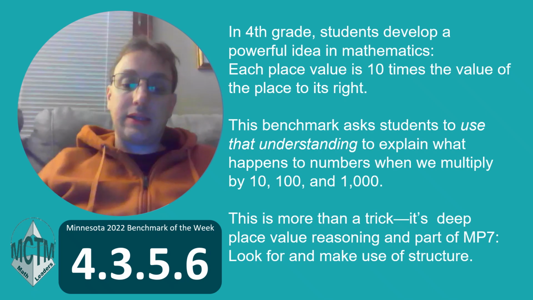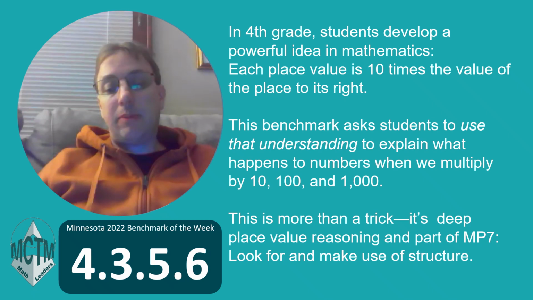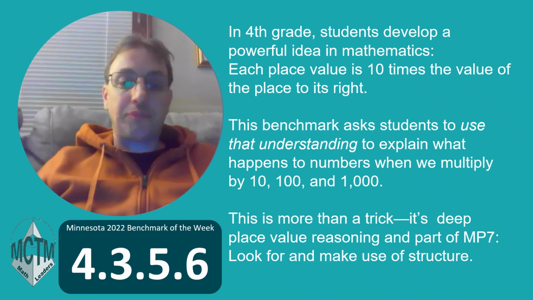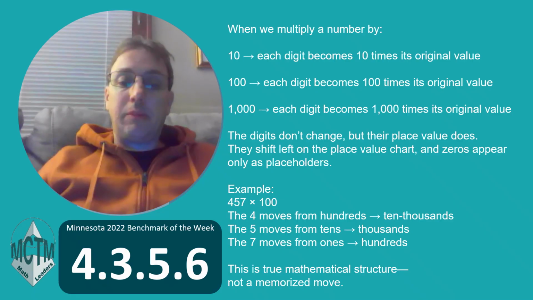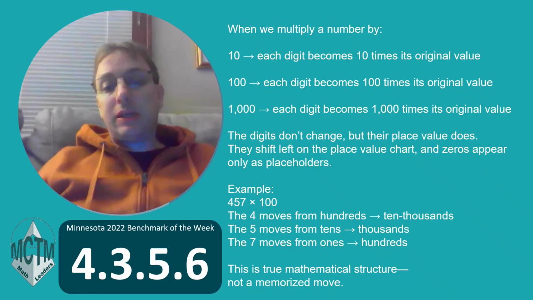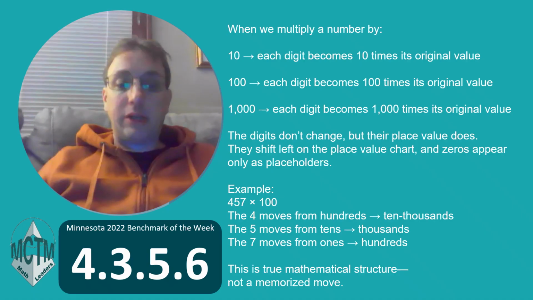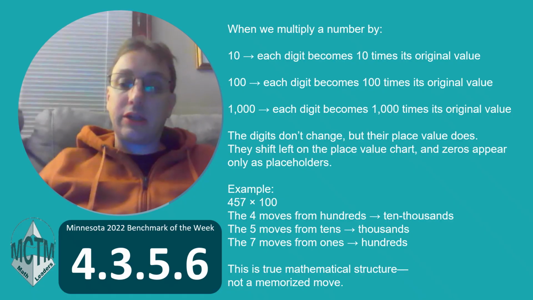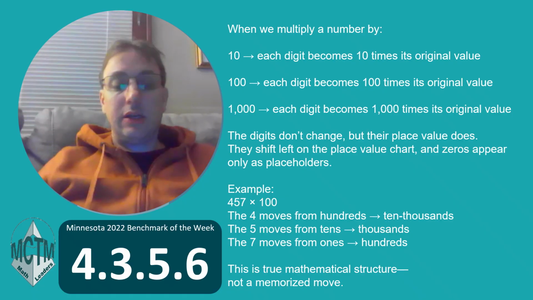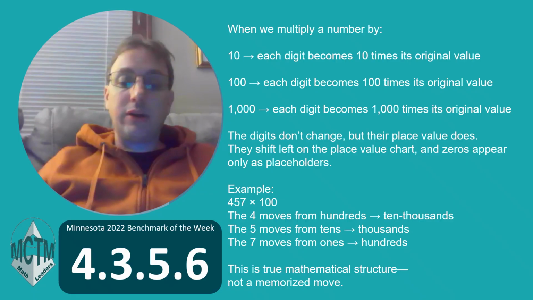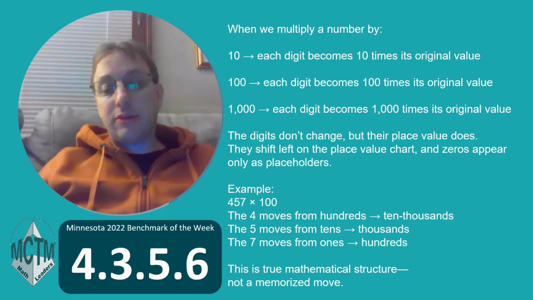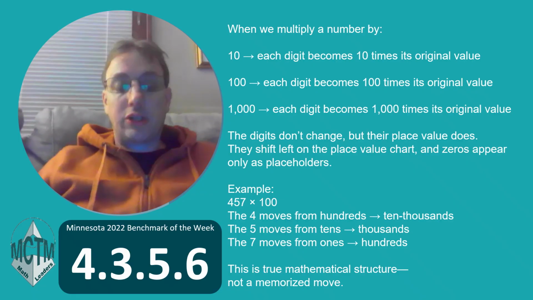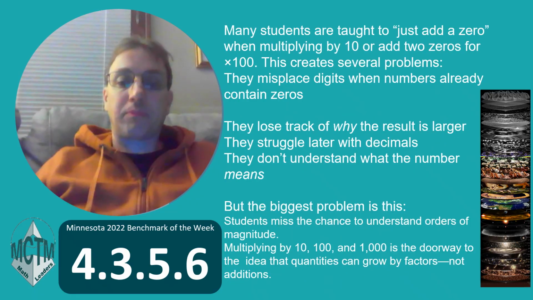It's more than a trick, it's deep place value reasoning and part of looking for and making use of structure. When you multiply by 10, each digit becomes 10 times its original value, and likewise for 100 and 1000. The digits don't change, but their place value does. So take an example, 457 times 100. The 4 is actually moving from the hundreds place to the 10,000s place. It's true mathematical structure and not something you have to memorize.